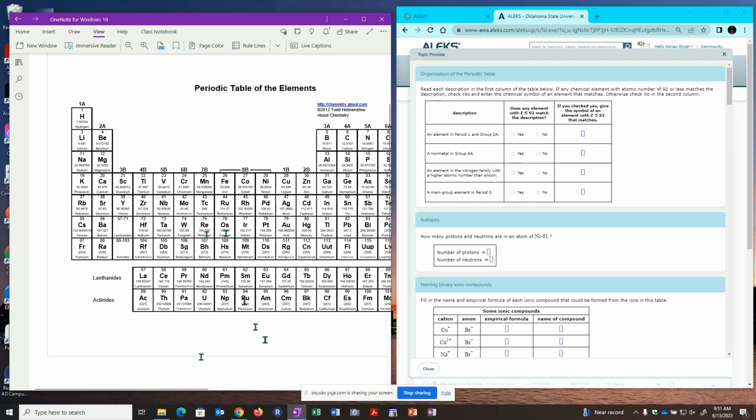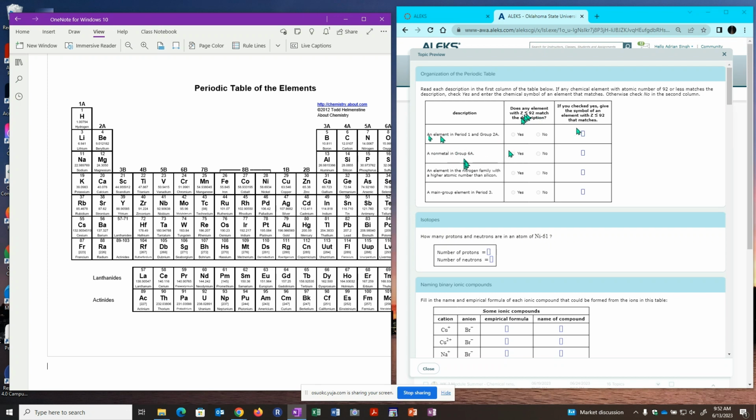So the first couple of questions here, they give us some descriptions, and it says, does any element with Z less than or equal to 92 match the descriptions? Remember, Z is the atomic number, which on our periodic table is a number at the top of the box. That's the number of protons that we're looking at. So 92 or less would be uranium, and lower, we're not looking really at the heavier elements. All right, so we'll take a look at a couple of these, maybe the first two up here.